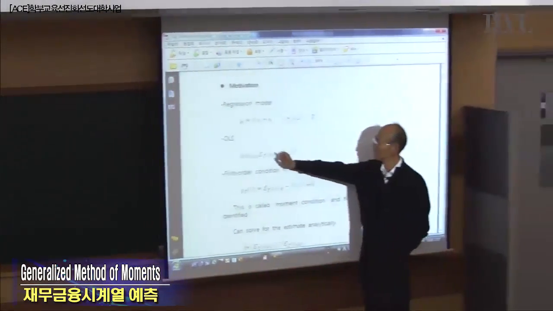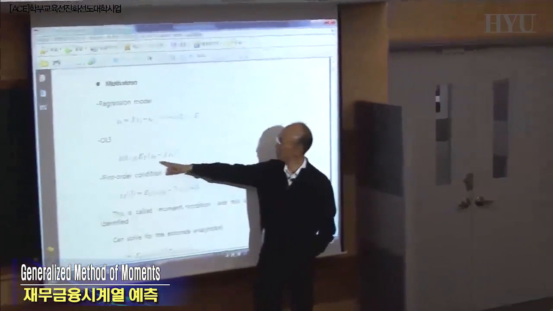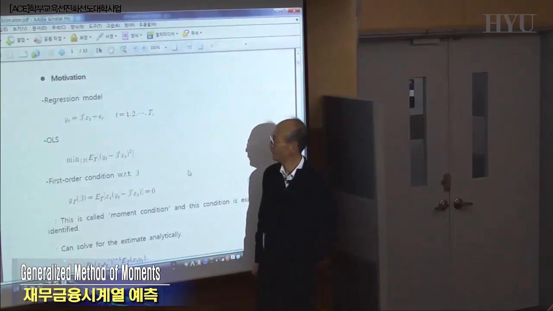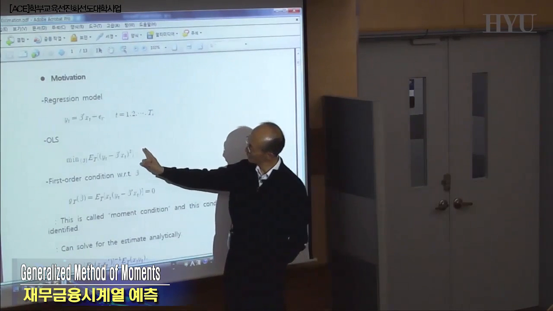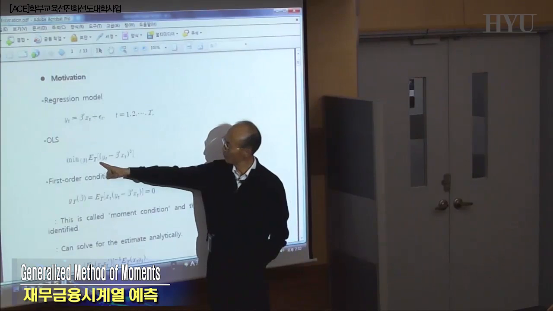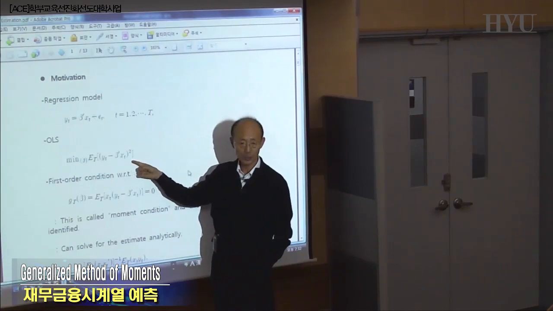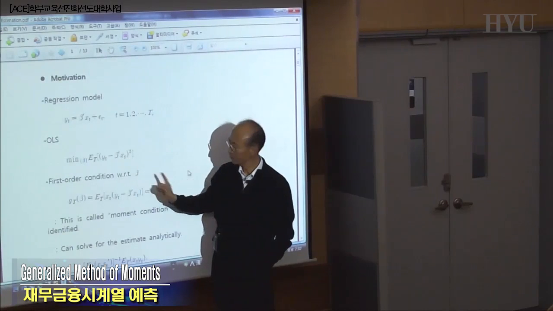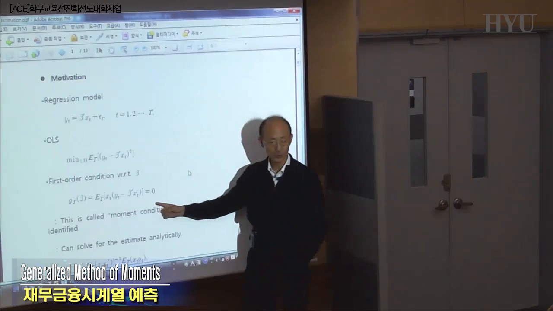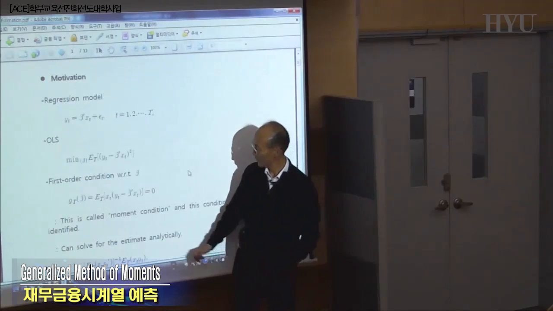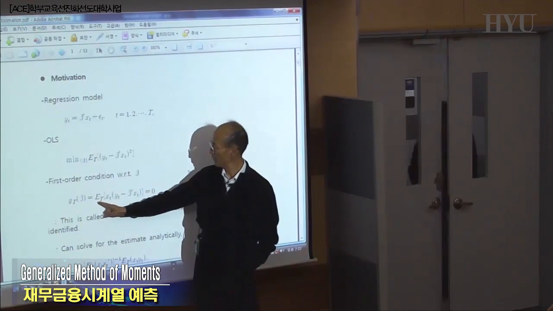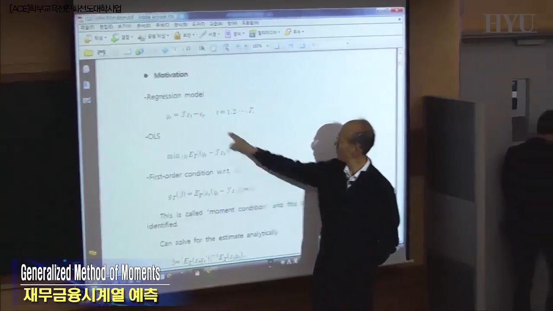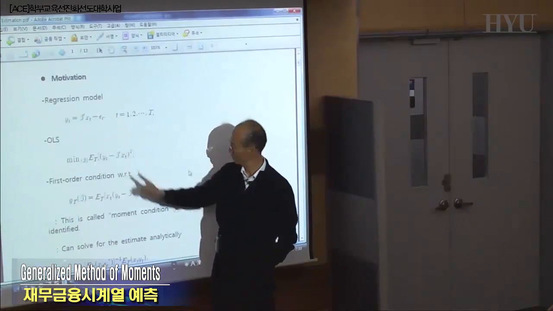So the least squares method tries to minimize the variance of these residuals, right? Then how do we get from there? Well, we first take the first derivative of this objective function with respect to the unknown parameter beta to get this expression. What it says is that the expected value of x times epsilon equals 0.